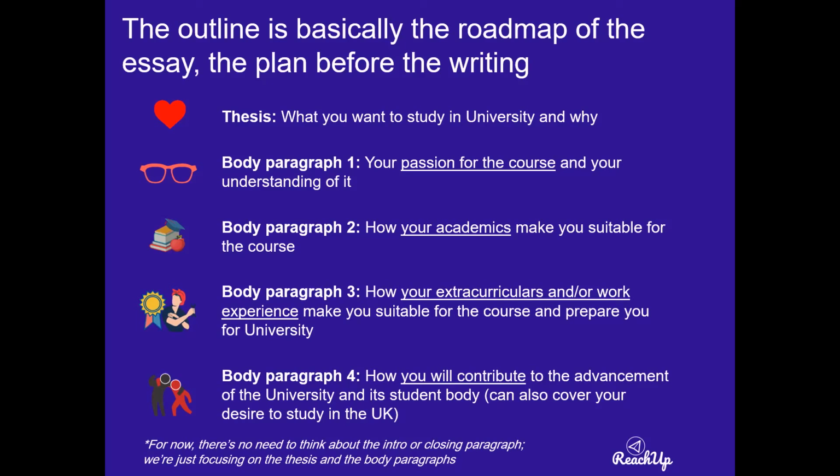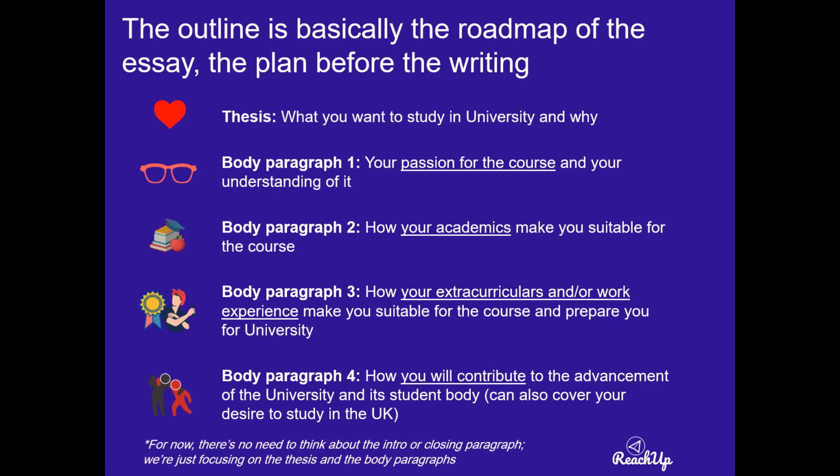It starts off with the thesis, which again is the one sentence which explains what you want to study in university and why. And then it's going to include the topic sentence for each of the body paragraphs that you want to write. And the first body paragraph will have a topic sentence that should describe your passion for the course and your understanding of it. Why are you passionate about what you want to study? What do you understand about this subject? Tell me more about how you developed a passion.